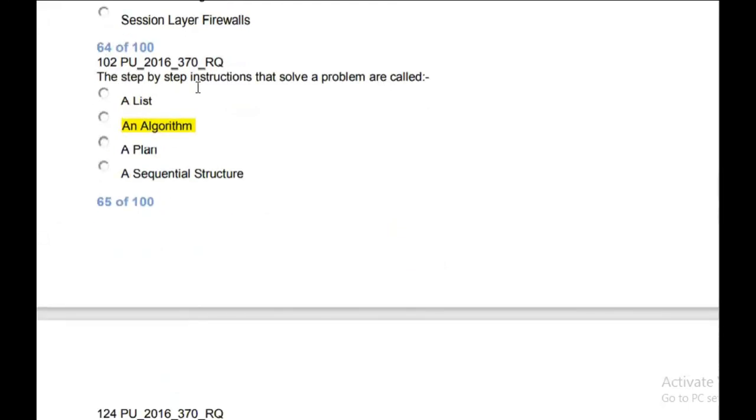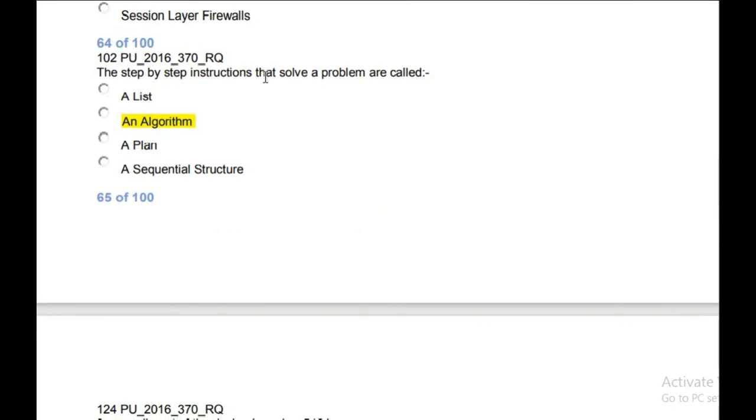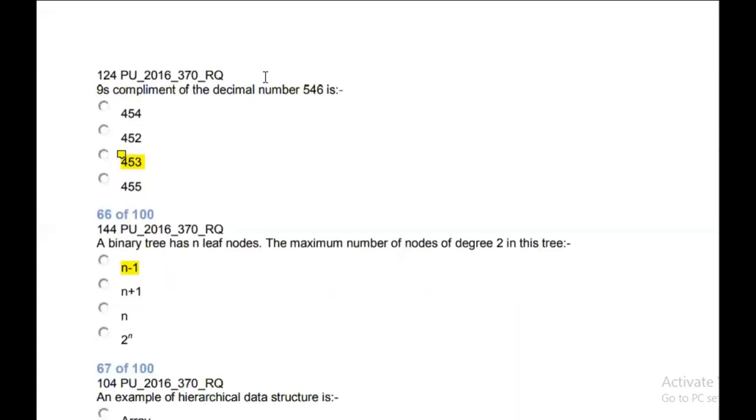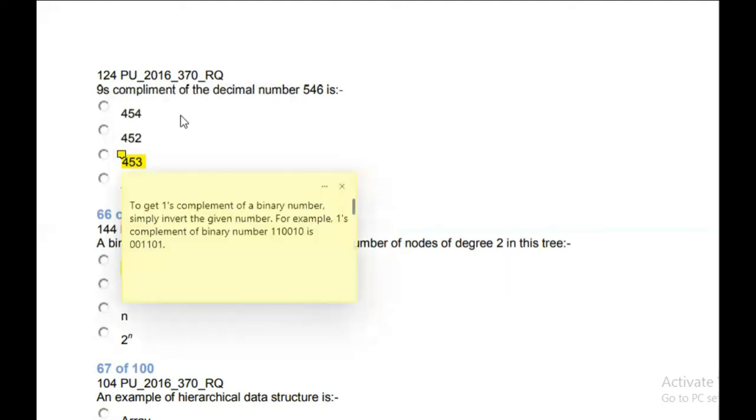Question number 64. The step-by-step instructions that solve a problem are called an algorithm. Option B is correct. Next question, 65. Nines complement of a decimal number 546 is 453.